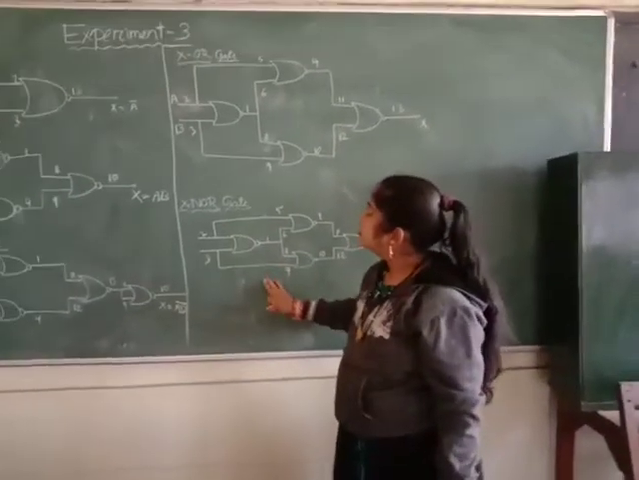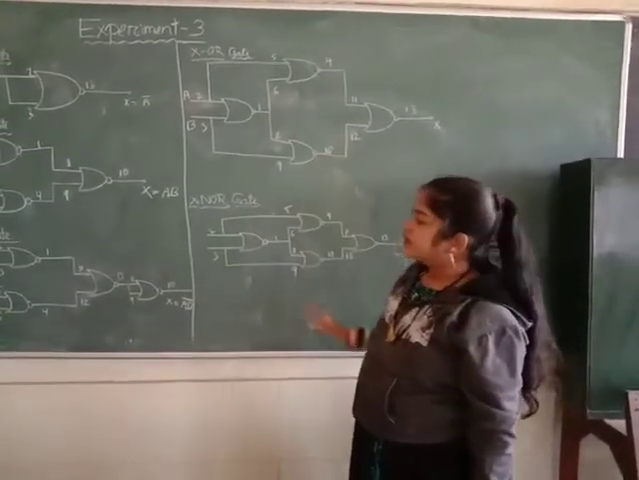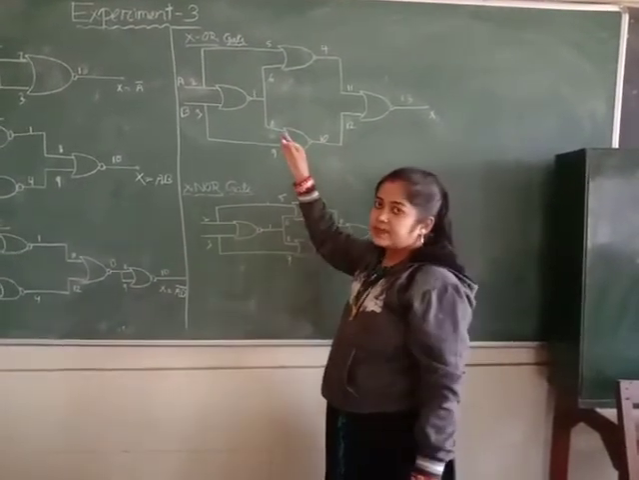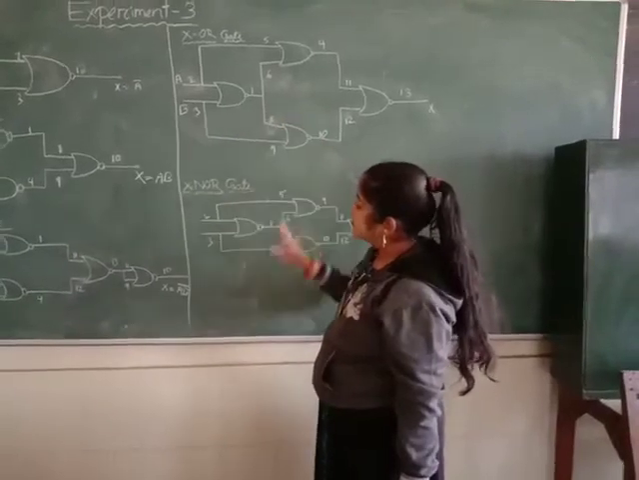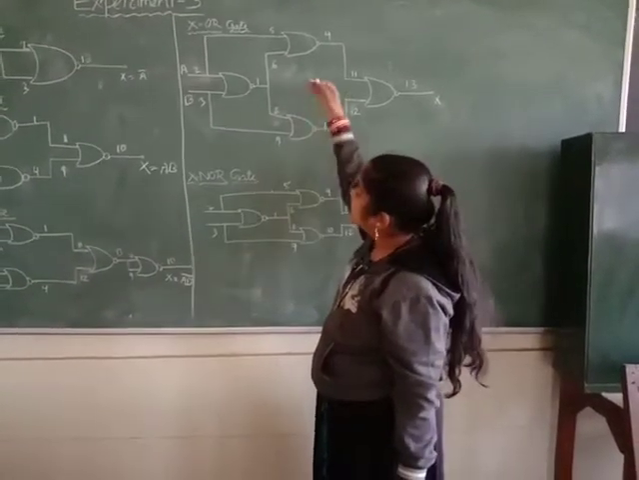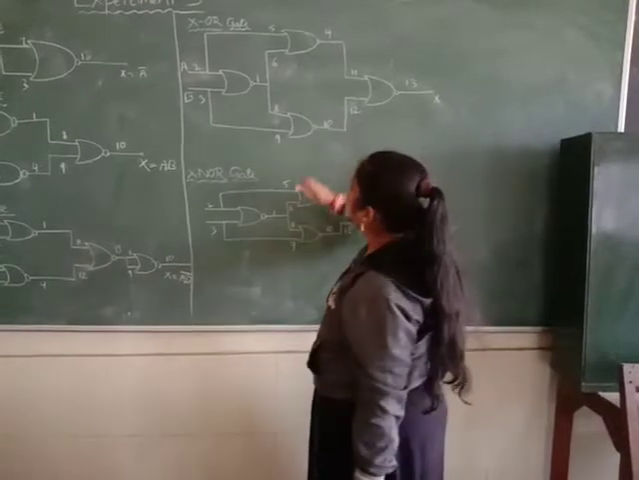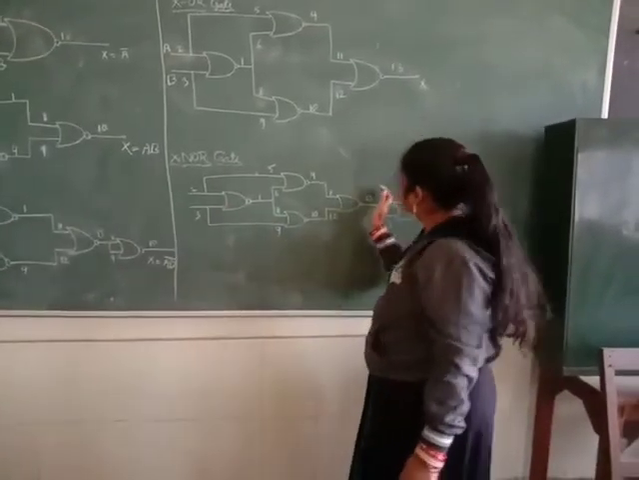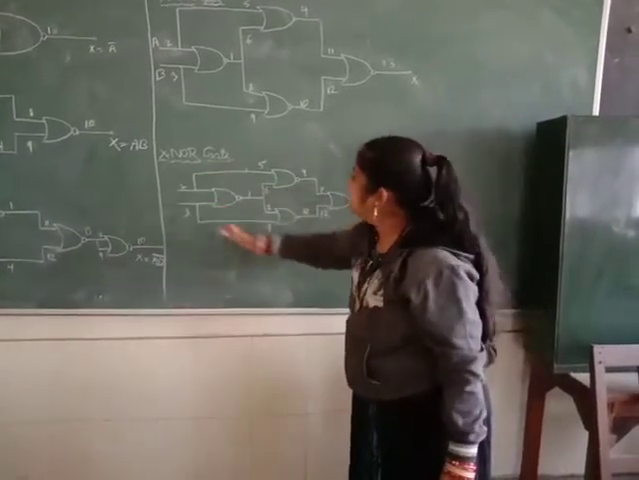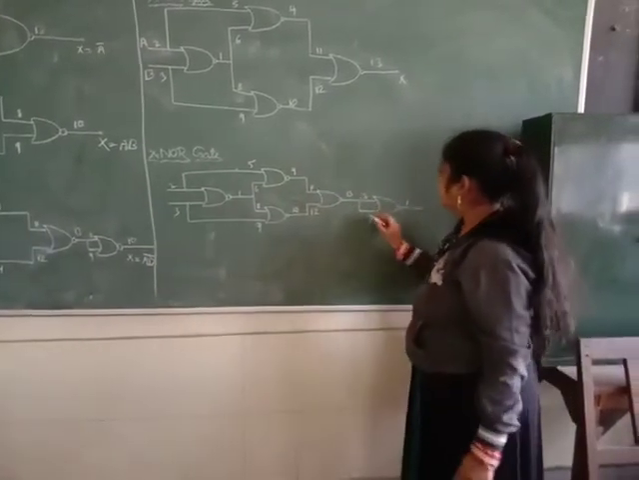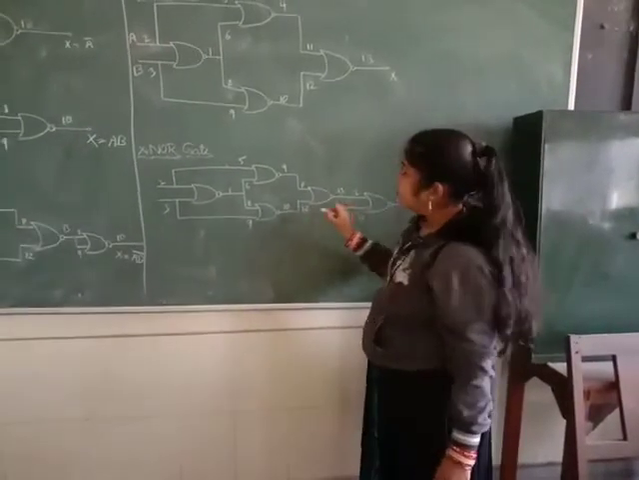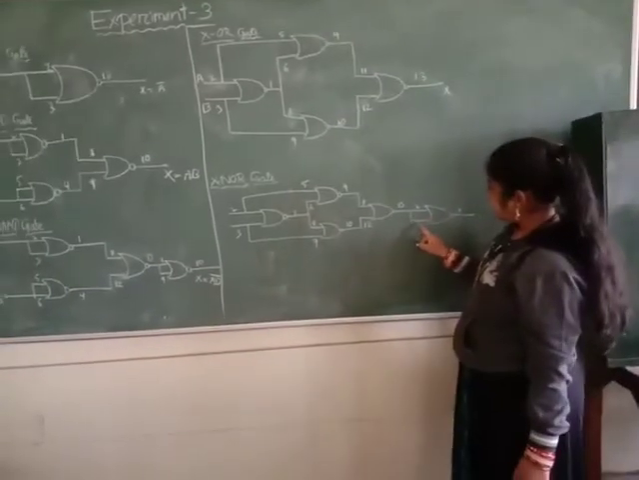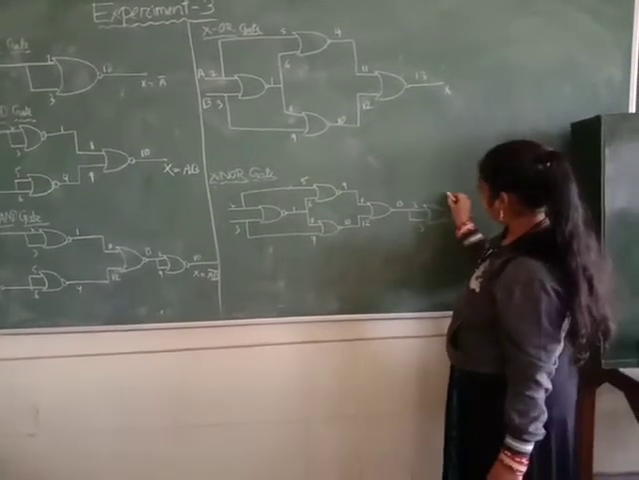Then the XNOR gate. Basically, the XOR gate, in our previous video I explained to you that the XNOR gate is the inverting gate of the XOR gate. So the same realization happens up to this part. Then for inverting we use this type of NOT gate, a NOT gate here extra.